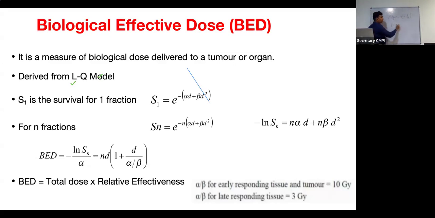So this nd is what? Number of fractions into dose per fraction. This is total dose. Total dose into 1 plus d by alpha by beta. You can even cross multiply and get 1 plus alpha type damage divided by beta type damage here also. So BED, the biological effective dose, is purely derived from the LQ model. It is the total dose into relative biological effectiveness. So this is the equation for BED.